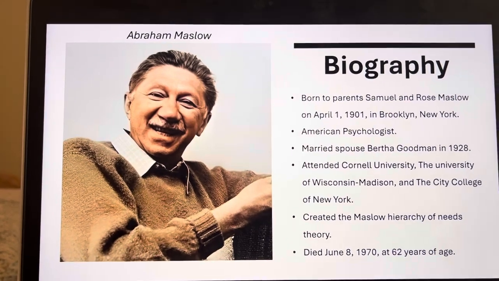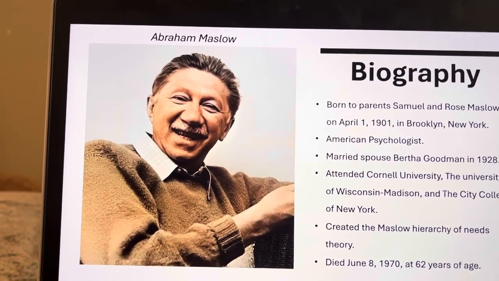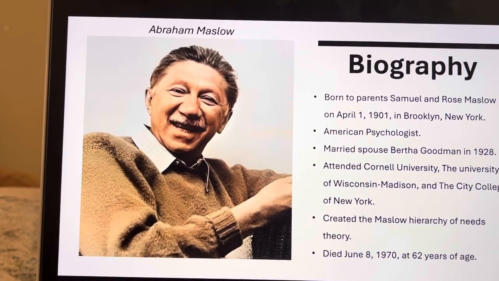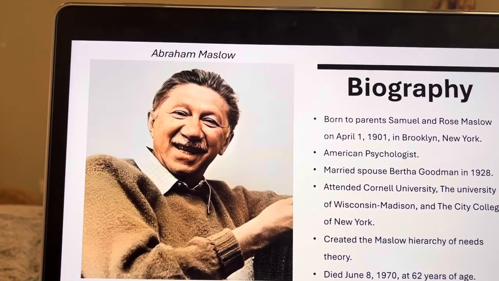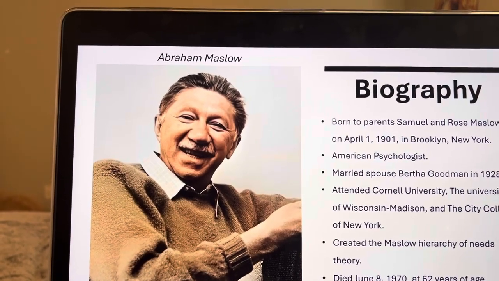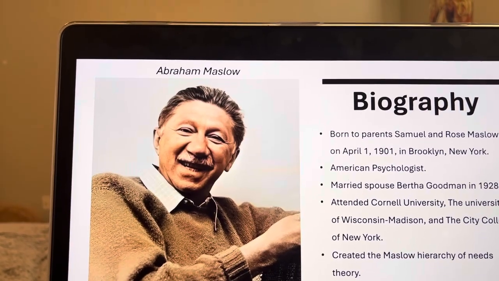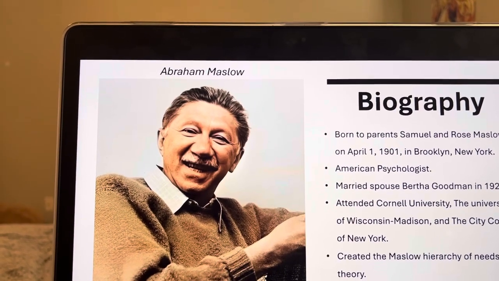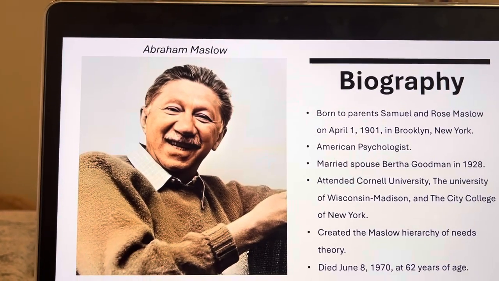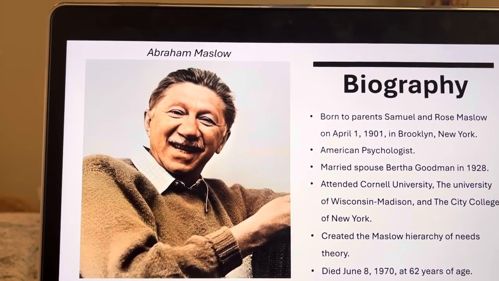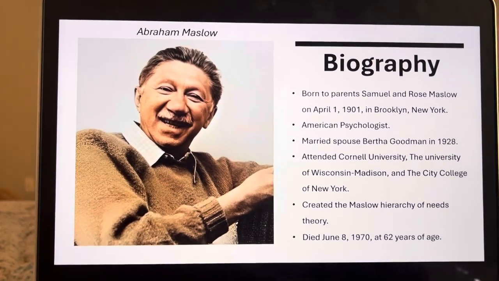So a little background on him. He was born to his parents, Samuel and Rose Maslow, on April 1st, 1901 in Brooklyn, New York. He is a famous American psychologist. He married his spouse, Bertha Goodman, in 1928. He attended Cornell University, the University of Wisconsin-Madison, and the City College of New York. As mentioned before, he created the hierarchy of needs theory, and he also died June 8th, 1970 at 62 years of age.